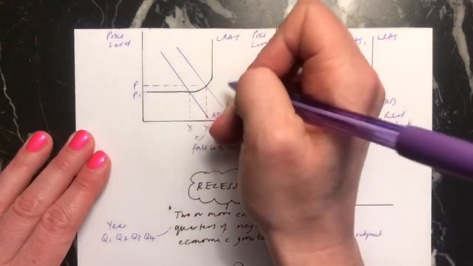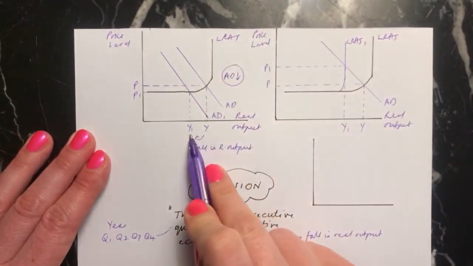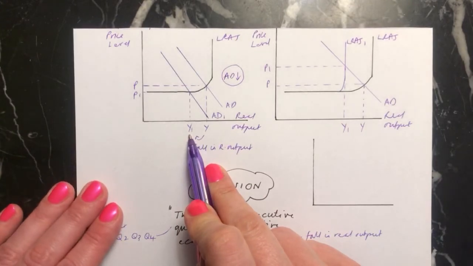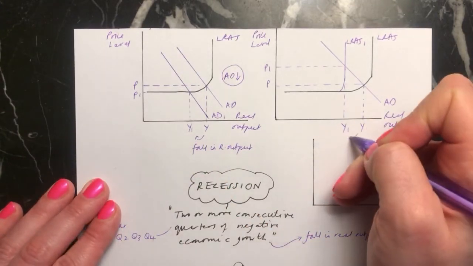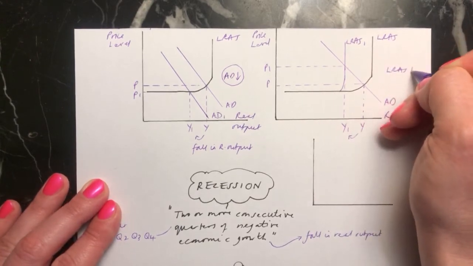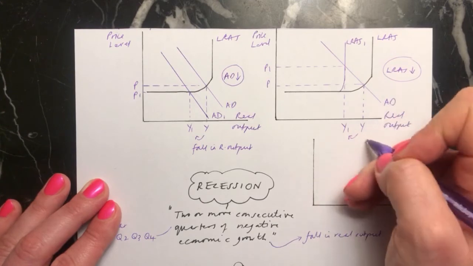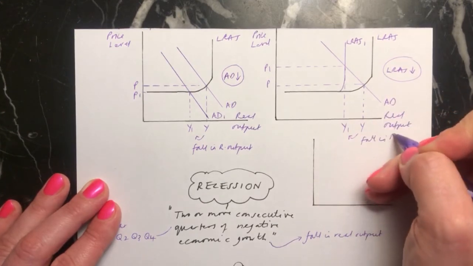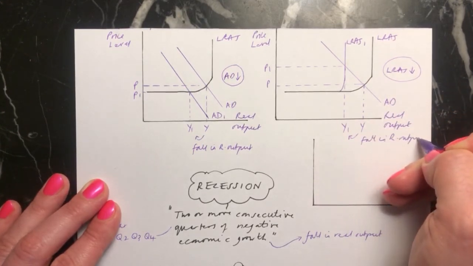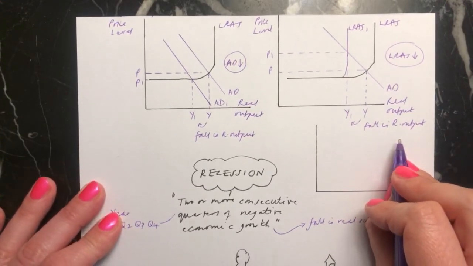But this diagram over here, we've had a fall in aggregate demand, and that has led to a fall in real output. So you could use this to show a recession. In this diagram, we've had a fall in our productive potential. Our long run aggregate supply has gone down, and this has caused a fall in real output. So either diagram could be drawn to show the recession, going into a recession.